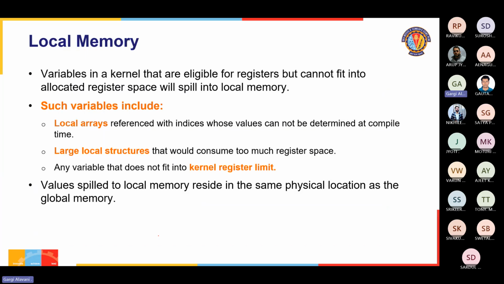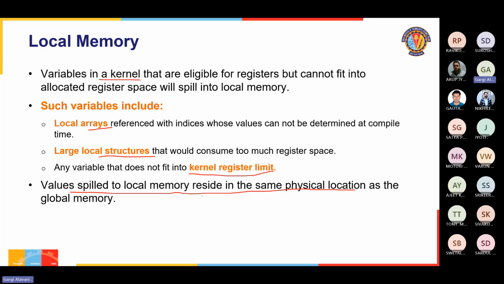Then you have local memory. Local memory is where variables in your kernel that are eligible for registers but cannot fit into the allocated register space will come. It could be some local arrays, large local structures, or any variable which cannot fit in the kernel's registers. These values, although they are in local memory, are part of the global memory. They are physically in your global memory.